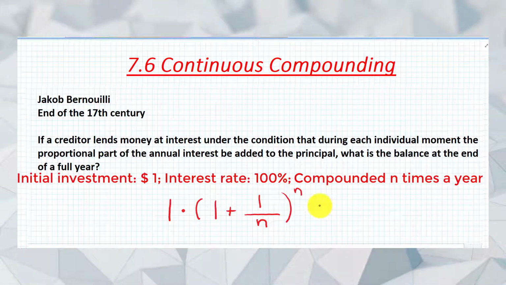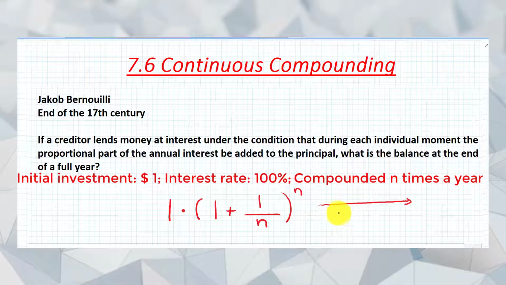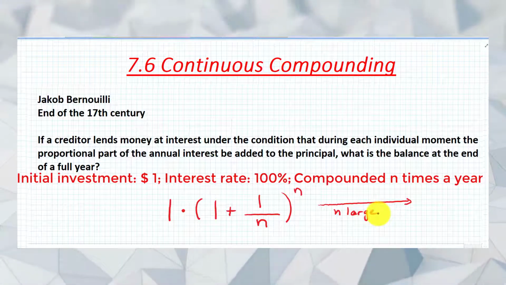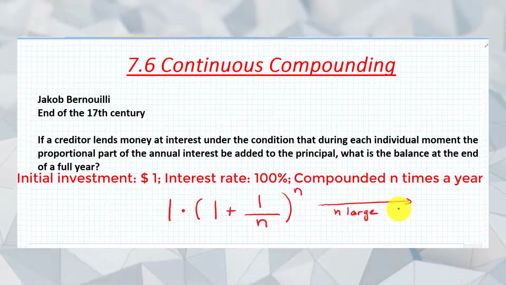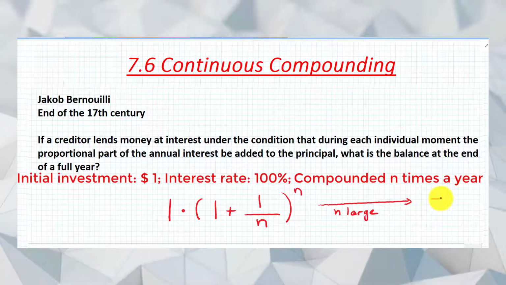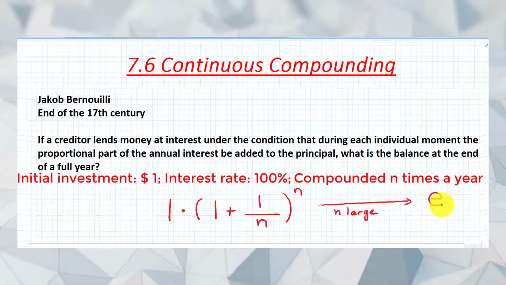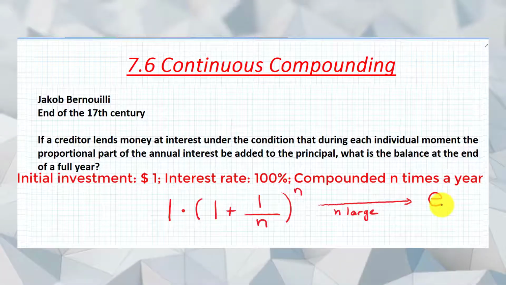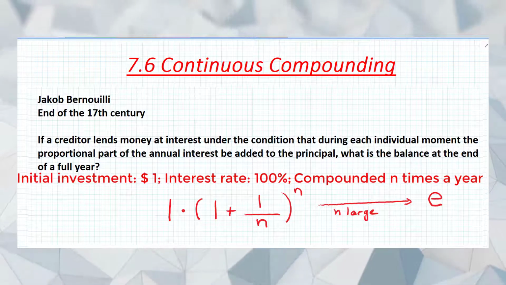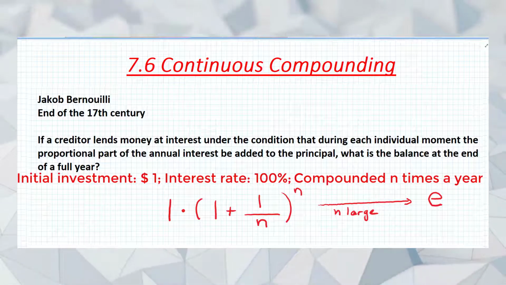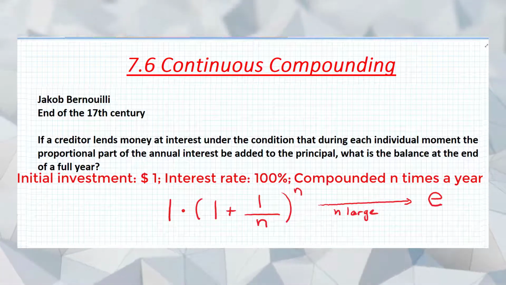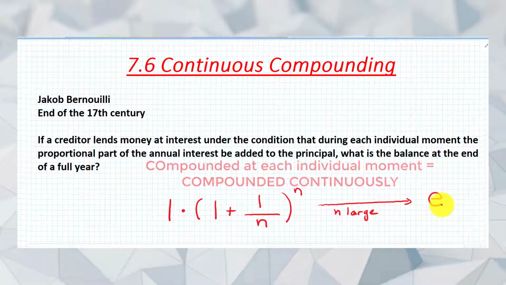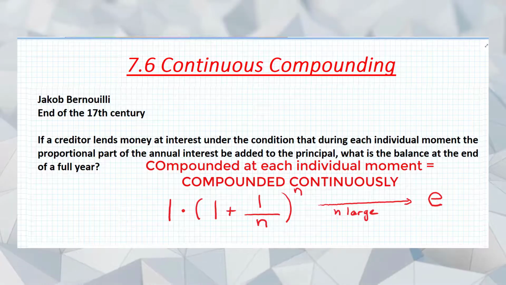And then we looked at what happened in this formula when n is very, very large. You can try on your calculator. And this formula will lead to the number e, 2.718, etc., etc. when n approaches infinity. Instead of saying that the compounding happens each individual moment, as Jacob Bernoulli stipulated in his problem, we will say compounded continuously.